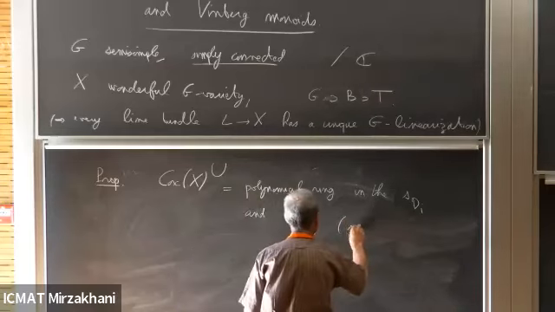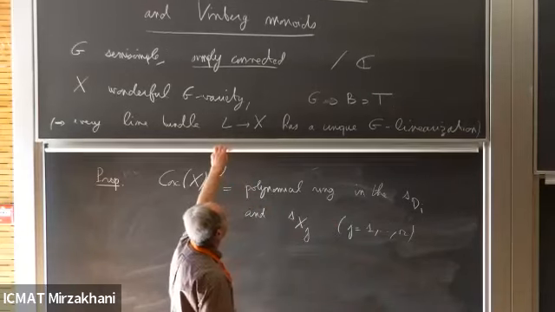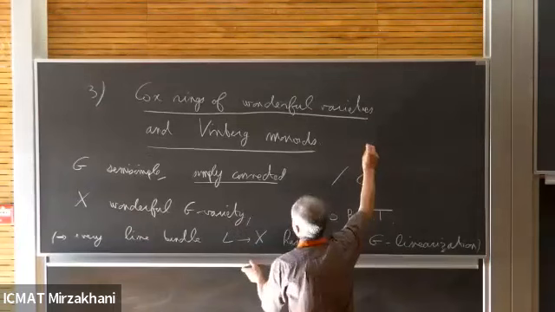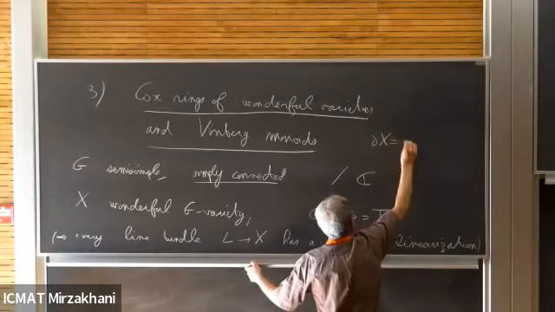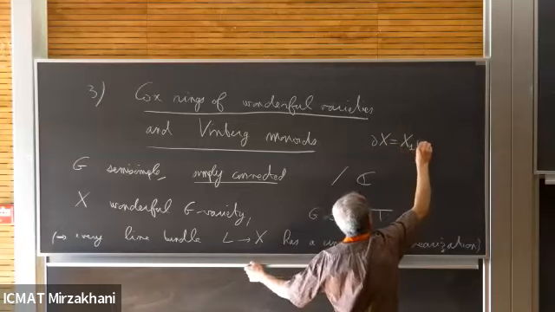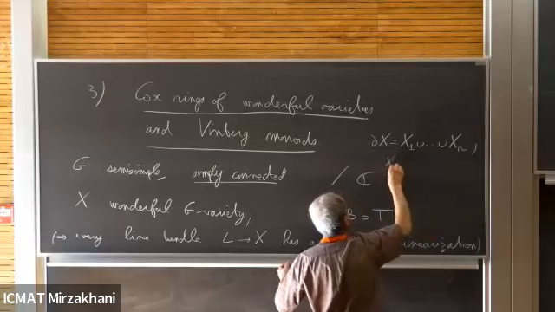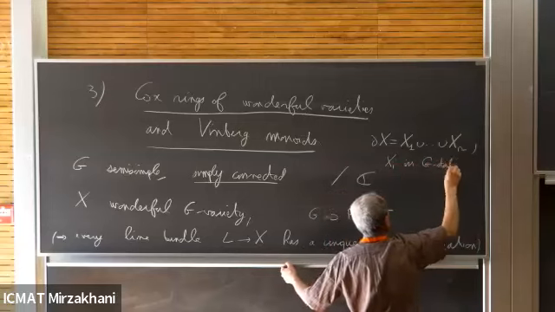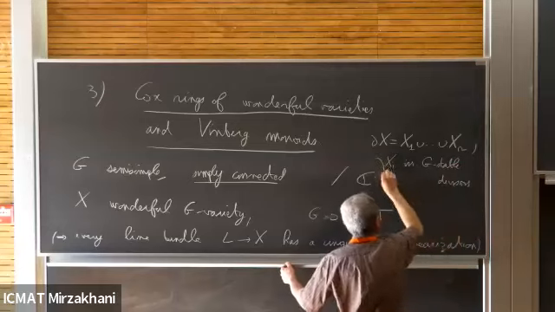So let me recall what they are. Maybe I should have put them here. Sorry, I will find it in a minute. So I will consider the boundary of this, and it's of this form, where the X_i are the irreducible, B-stable divisors.